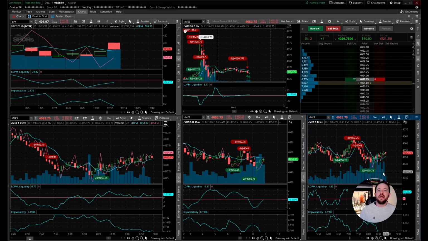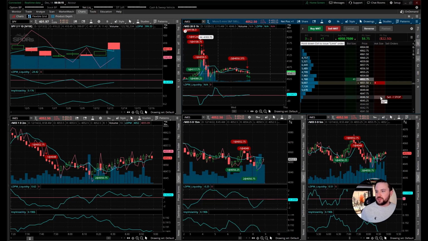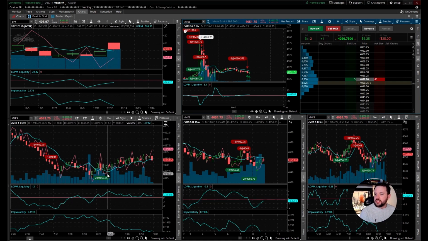Alrighty, so the 5 minute passed above the LDPM, so we stayed in our long position. We at least have enough to get out of, although it's turning out to be not a terrible trade. I always just want to at least get enough to get out of the position in terms of commissions, which can be almost $5 per trade.